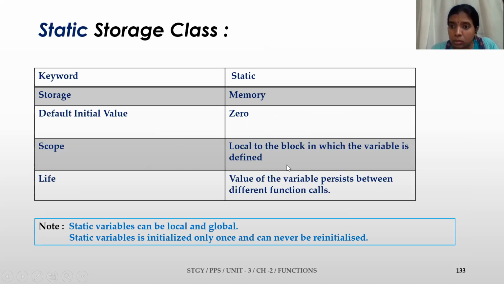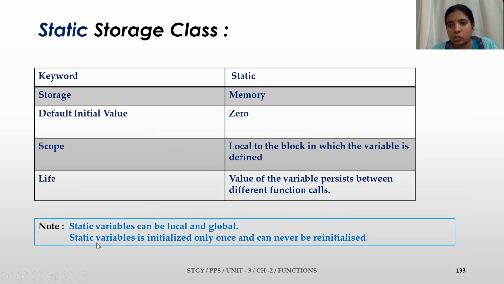The scope is local to the block. Scope is nothing but existence: in which block is it existing? File scope, block scope, function scope, prototype scope are the various variable scopes available. Here the scope is defined only to the block in which it is defined, but the lifetime is as long as the program is under execution, it will retain its values.